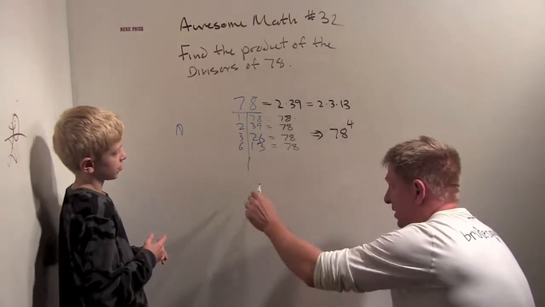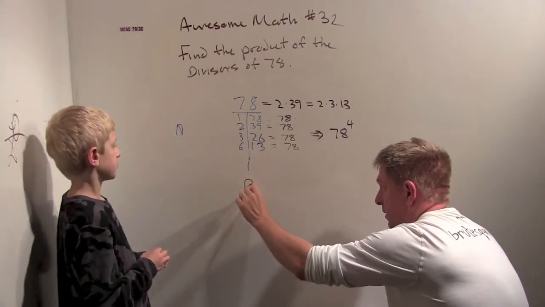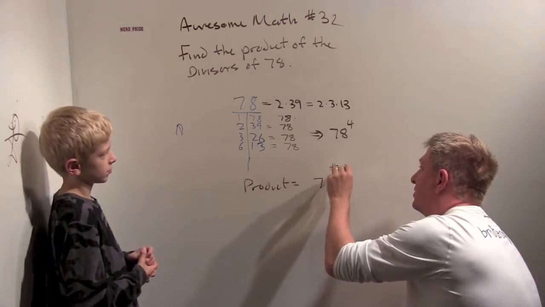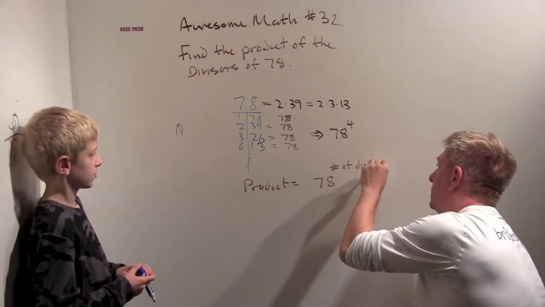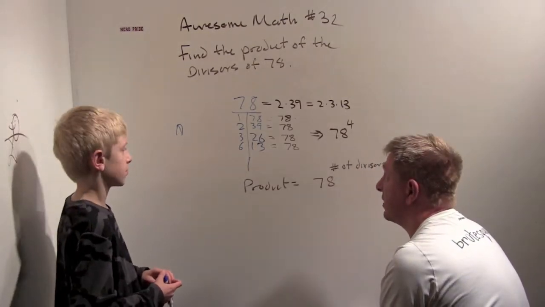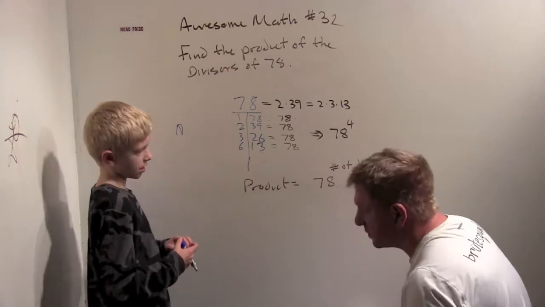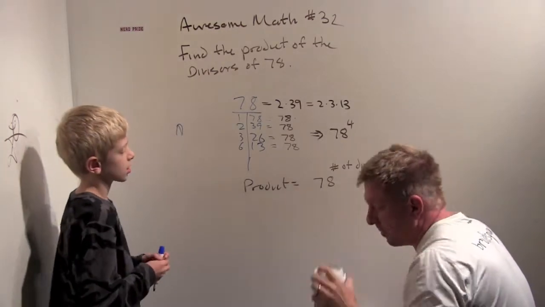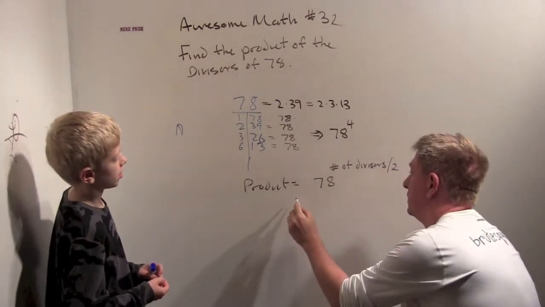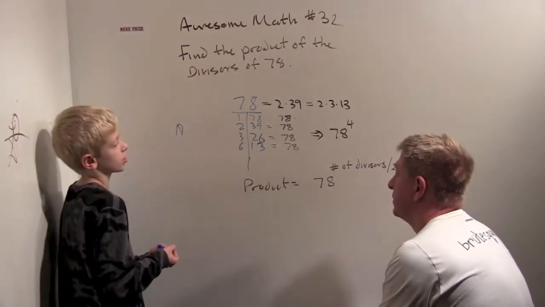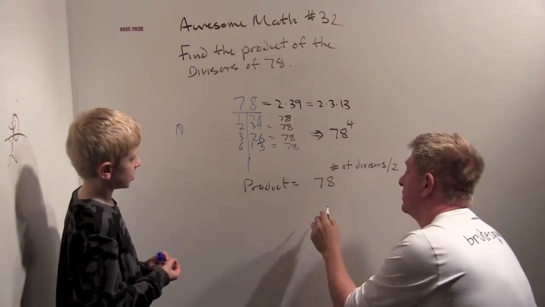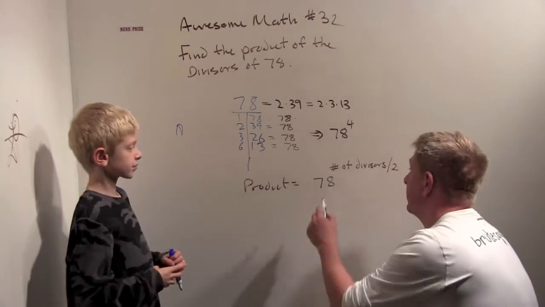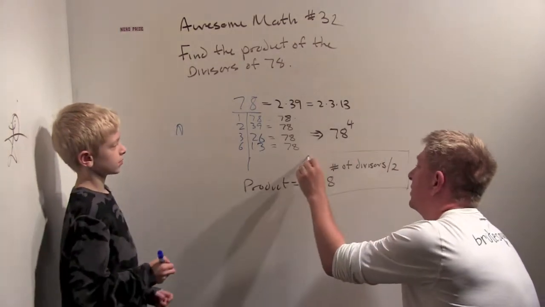What the book said is that the product equals n to the number of divisors divided by 2. So how many divisors does 78 have? There's 8. So then you could put n there. So it would be n to the number of divisors over 2. That would work because it would be 78 to the 4th. And this formula does also work for perfect squares.